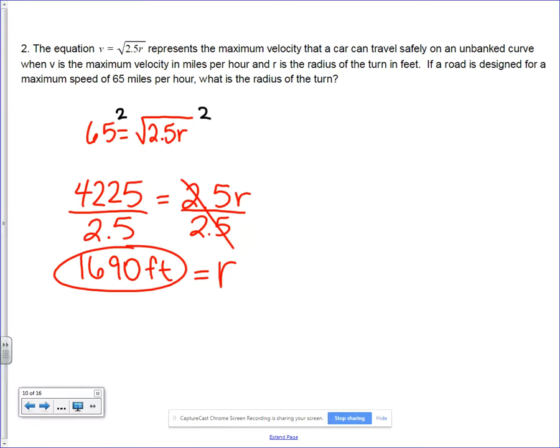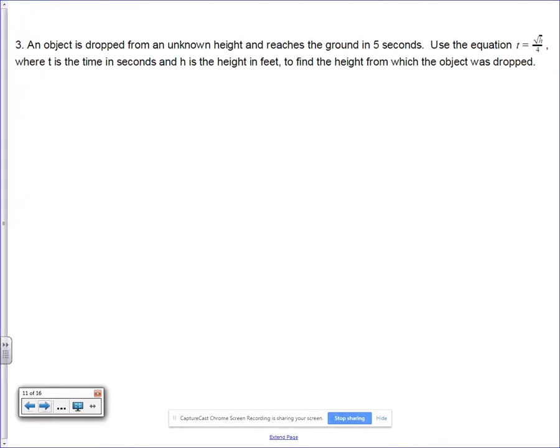All right. An object is dropped from an unknown height and reaches the ground in 5 seconds. Use the equation t equals the square root of h over 4, where t is the time in seconds and h is the height in feet, to find the height from which the object was dropped. 5 seconds is what variable? T. So I'm going to put that in where the t is. They want me to find the height. What variable is the height? So I got to solve for h.